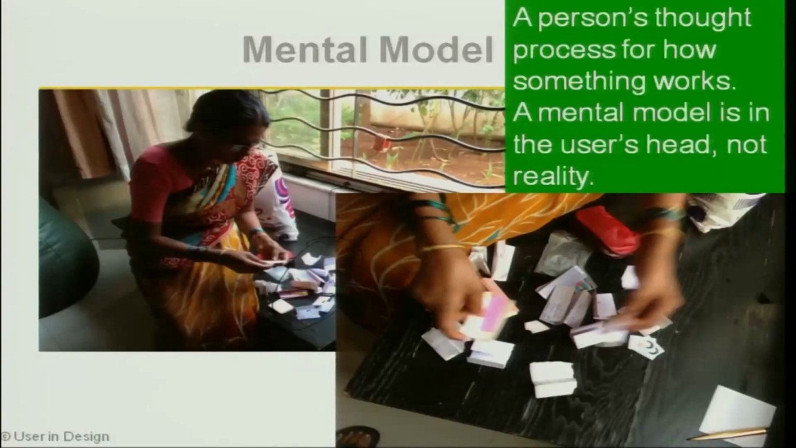So what is a mental model? It's a person's thought process about how something works. A mental model, it's in the user's head. It is not the reality. It is what is in their head, what they expect, what they think it is, okay?